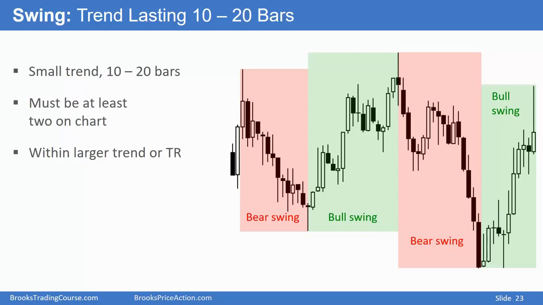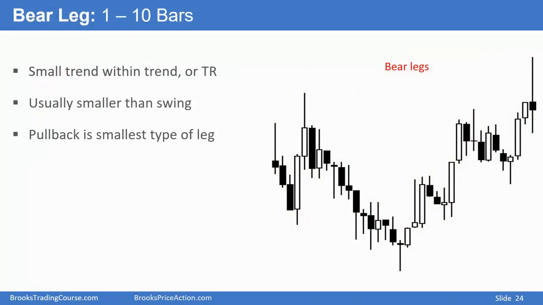Legs, I tend to use the term for moves that are too small for a swing. So sometimes it's just 1 or 2 bars. I generally use the term pullback, but if you start to get 5 or 10 bars, I tend to use the term leg. And they're usually parts of trading ranges or pullbacks in trends. So smaller than a swing, and a pullback is the smallest type of leg.